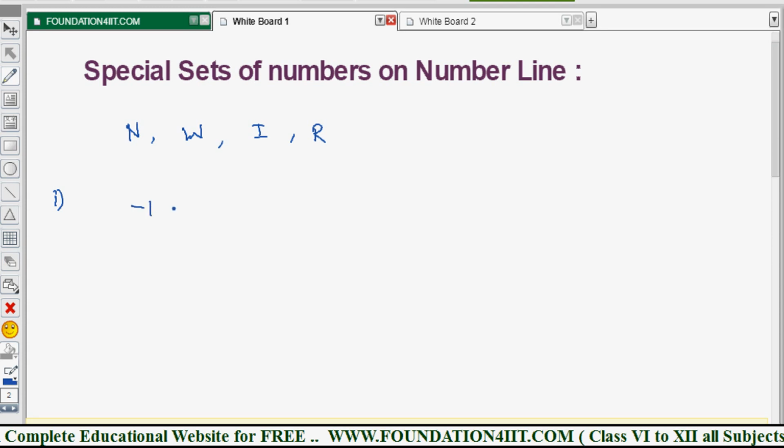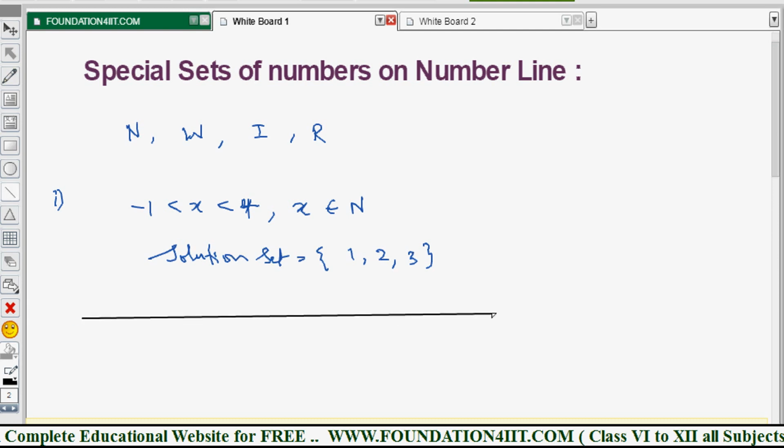The inequation is minus 1 less than x less than 4, and x belongs to natural numbers is given. The natural number set is from 1 to infinity. Then if you write the solution set, x is between minus 1 and 4. After minus 1 next is 0, but 0 is not a natural number. Next is 1, 2 and 3. That's it, x is less than 4 here. But x belongs to natural numbers, so only 1, 2, 3. These three numbers we can represent on the number line.